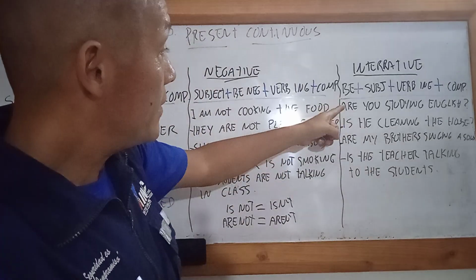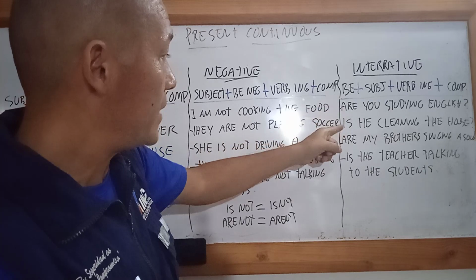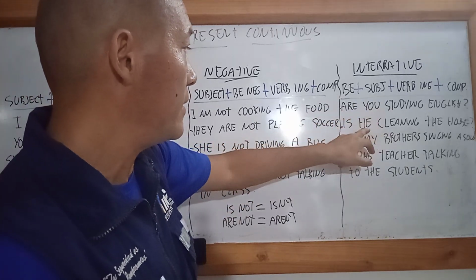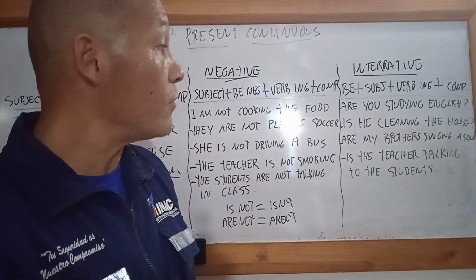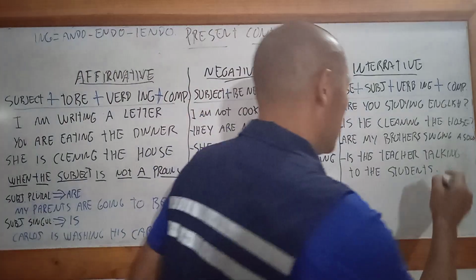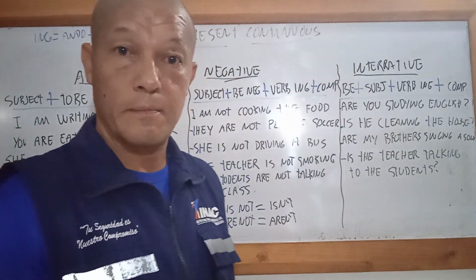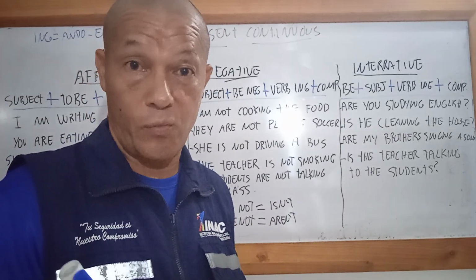Notice that the verb to be is located in the first place of the sentence, and in the second place is located the subject. Okay? And don't forget the question mark, because if we are talking about a question, you have to use the question mark.